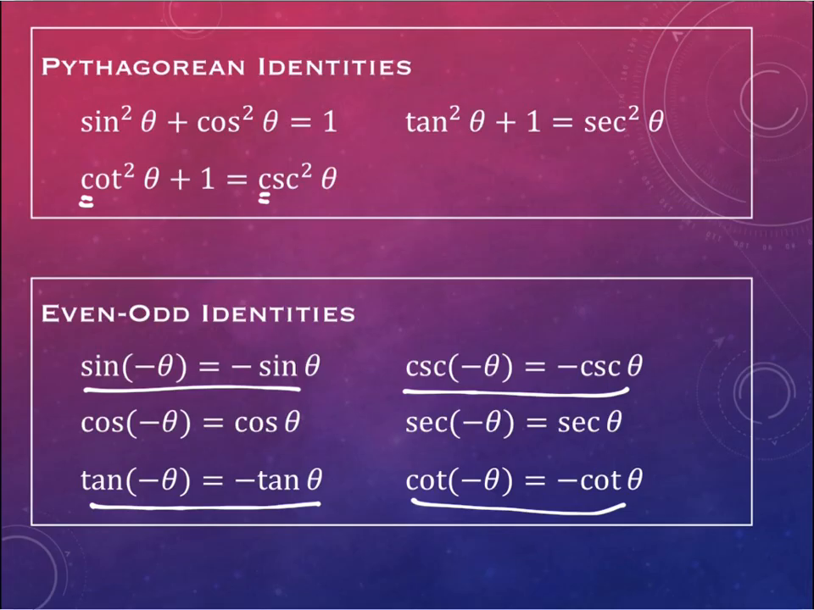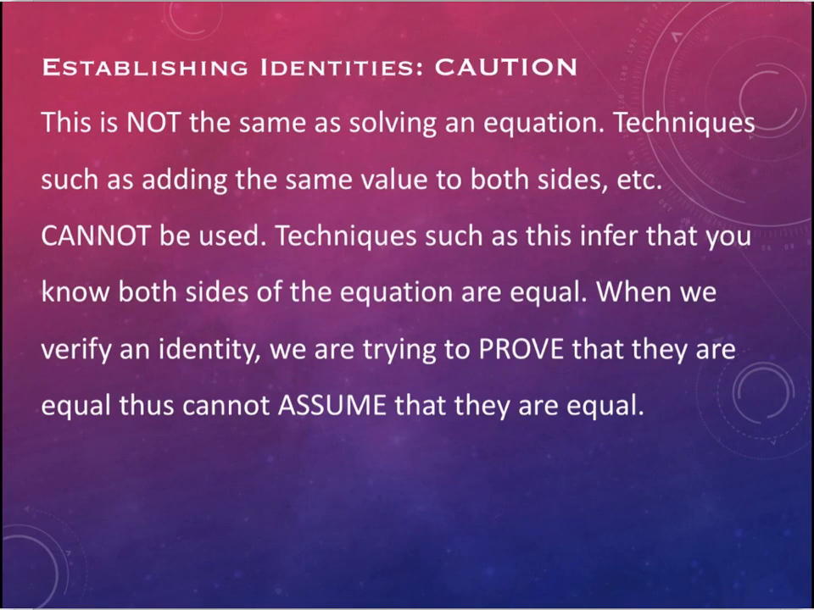So if there's a negative angle on the inside, it moves to the outside and becomes a negative on the outside. Those are the odd identities. And then the 2 here in the middle, cosine and secant, are called even. One way to think about it is that if you were to graph them, it's the mirror image, like symmetry around the y-axis. So the negative angle doesn't affect the value at all, and there's just nothing there. So this is really important.